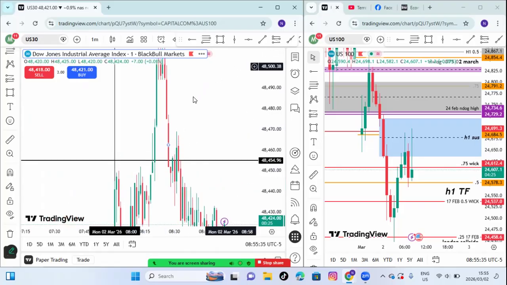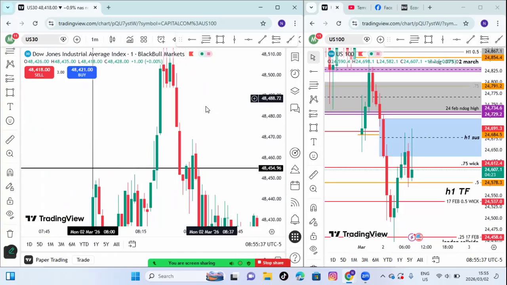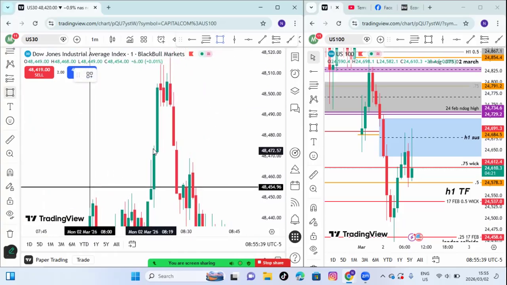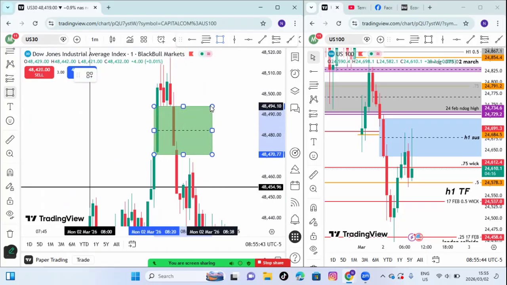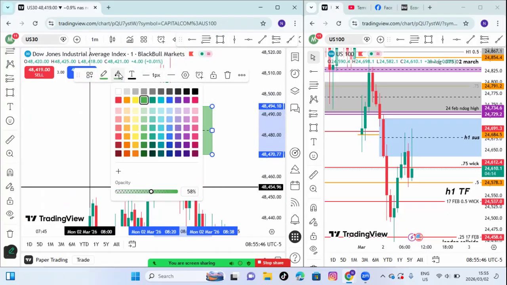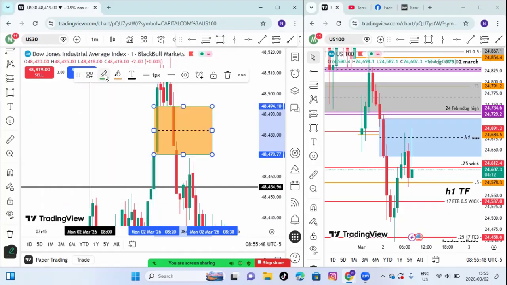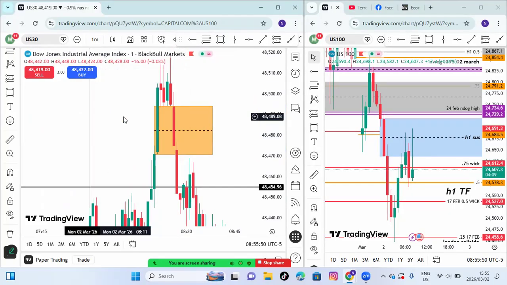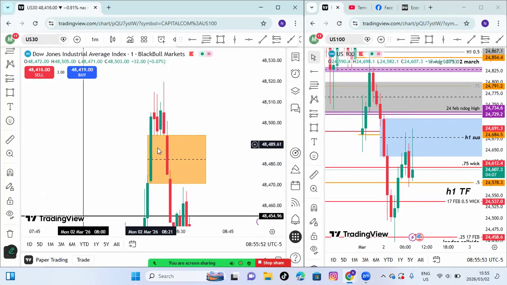Let me do that. Okay. Starts there to there. That's your inversion bearish fair value gap here, the very first one after turning. You see, after turning, this one, it is.